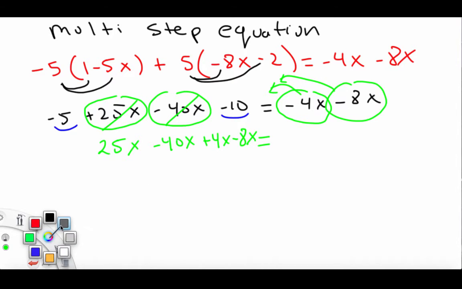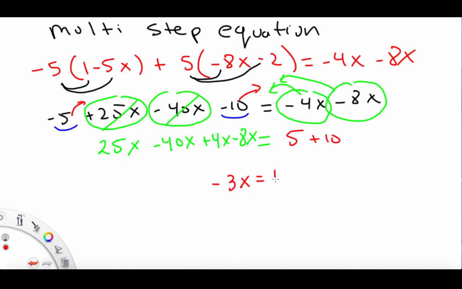All right? So now, let's look at our integers. They need to go over to the other side. And they're both negative, right? Negative 10, negative 5. So they're both going to turn positive when they go over the bridge, the equal sign. So it's going to be 5 plus 10. Okay? So let's simplify this. If I do 25x, negative 40x, plus 4x, plus 8x, I should get negative 3x equals 5 plus 10 is 15.